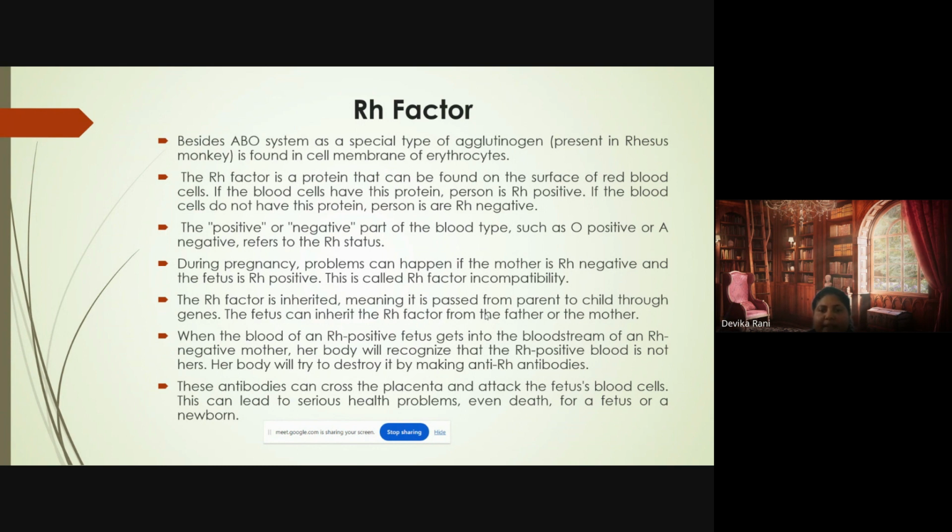These antibodies can cross the placenta and attack the fetus's blood cells. This can lead to serious health problems, even death for a fetus or a newborn. A newborn can also die within a few hours, or maximum within a few days, if this reaction starts. So that is why the Rh factor is also checked.